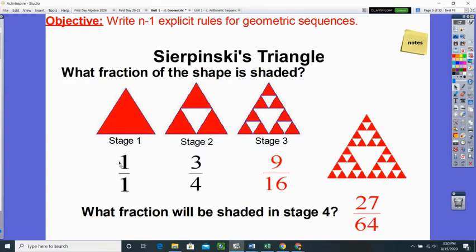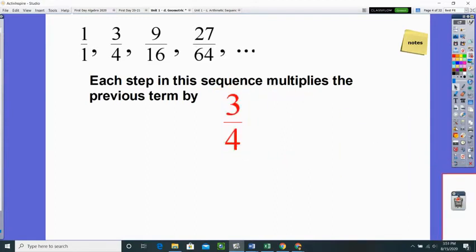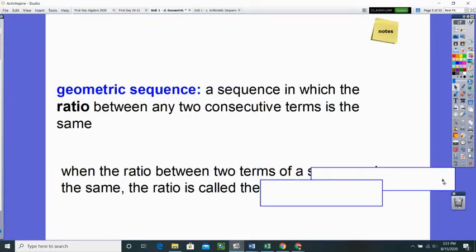So if we take this as a sequence, 1 over 1, 3 over 4, 9 over 16, 27 over 64, it is not arithmetic. We're not adding the same amount each time. But as we just talked about, we are multiplying. So the bottom is getting multiplied by a 4, and the top, the numerator, is getting multiplied by 3. We're multiplying by 3/4. This is not an arithmetic sequence because we're not adding or subtracting. This is going to be what we know as a geometric sequence.